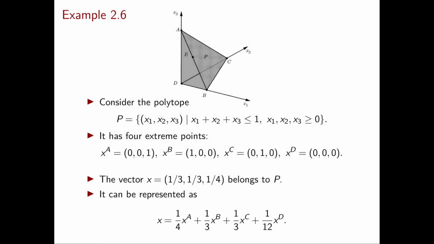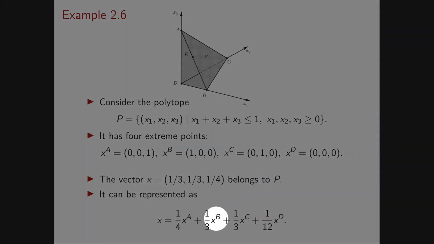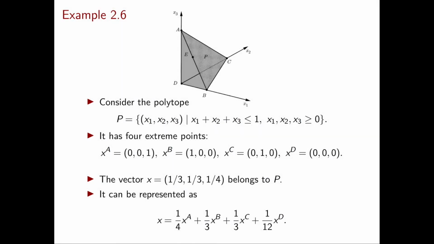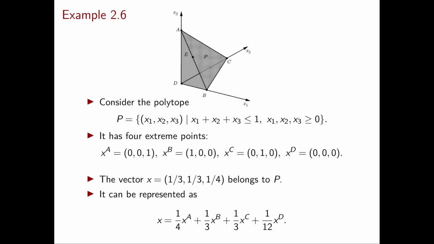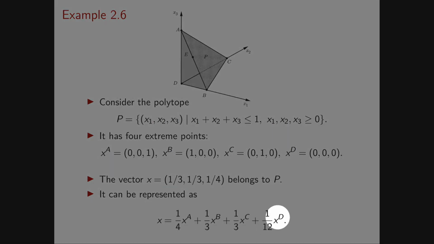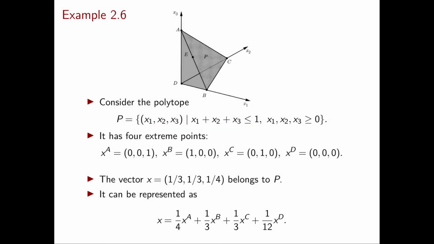So what do we need to check at this point? We need to check first that this is a convex combination, and in order to do that, you only need to check that the lambdas are all non-negative, which they are, and that they sum to 1. And if you check, they do. Finally, you need to check that this sum actually gives you our vector x, which is (1/3, 1/3, 1/4). And it should be, if I didn't make any mistake.